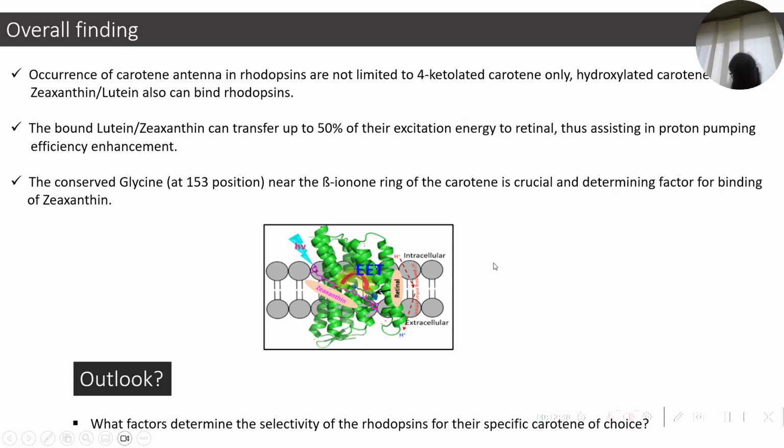So the open question for us remains, and we are already working on it, what factors actually determine the selectivity of the rhodopsins for their specific carotenes of choice, like to prefer the ketolated carotene or hydroxylated carotene, or which positions are there, or if they need any combination of keto or hydroxylated carotenes.